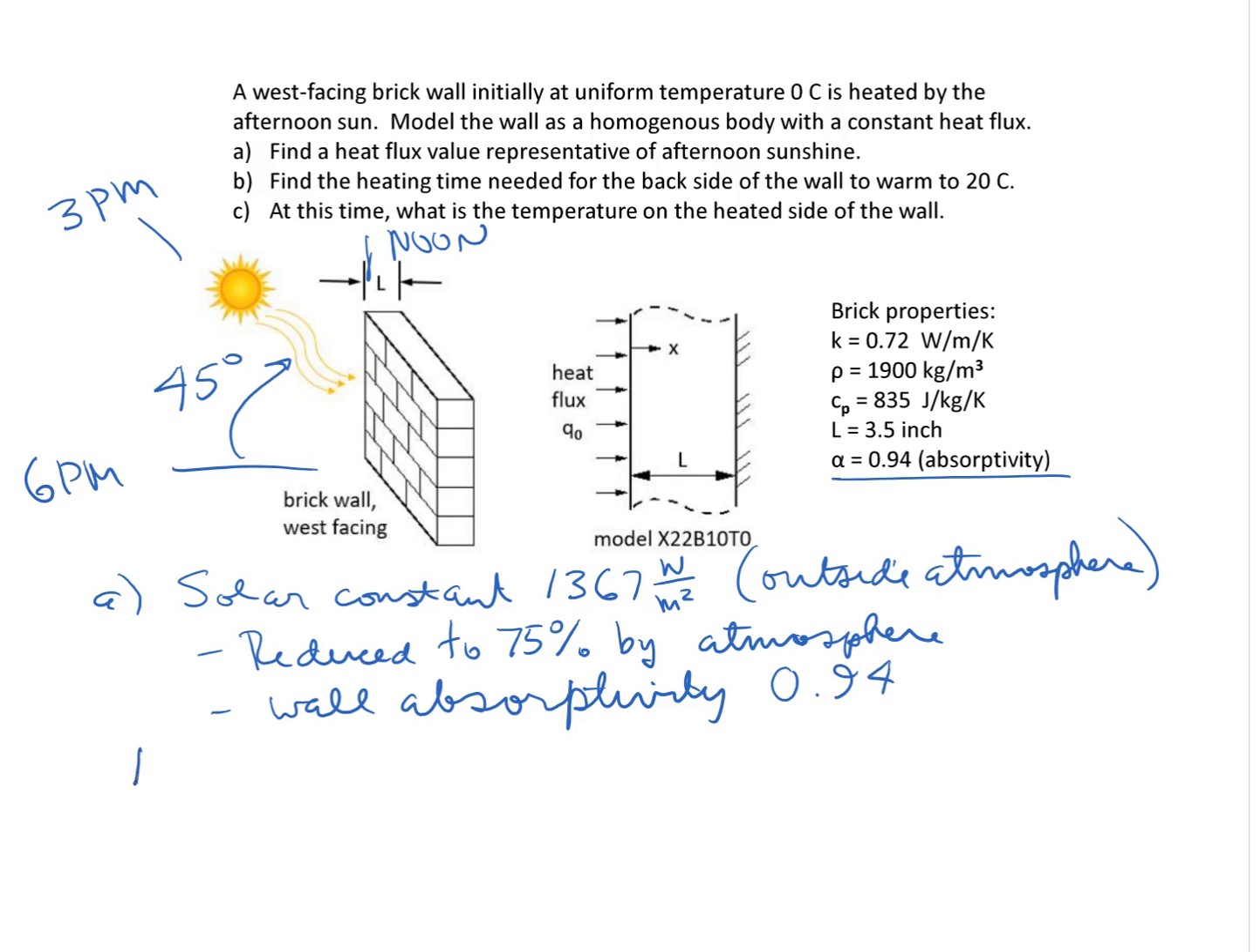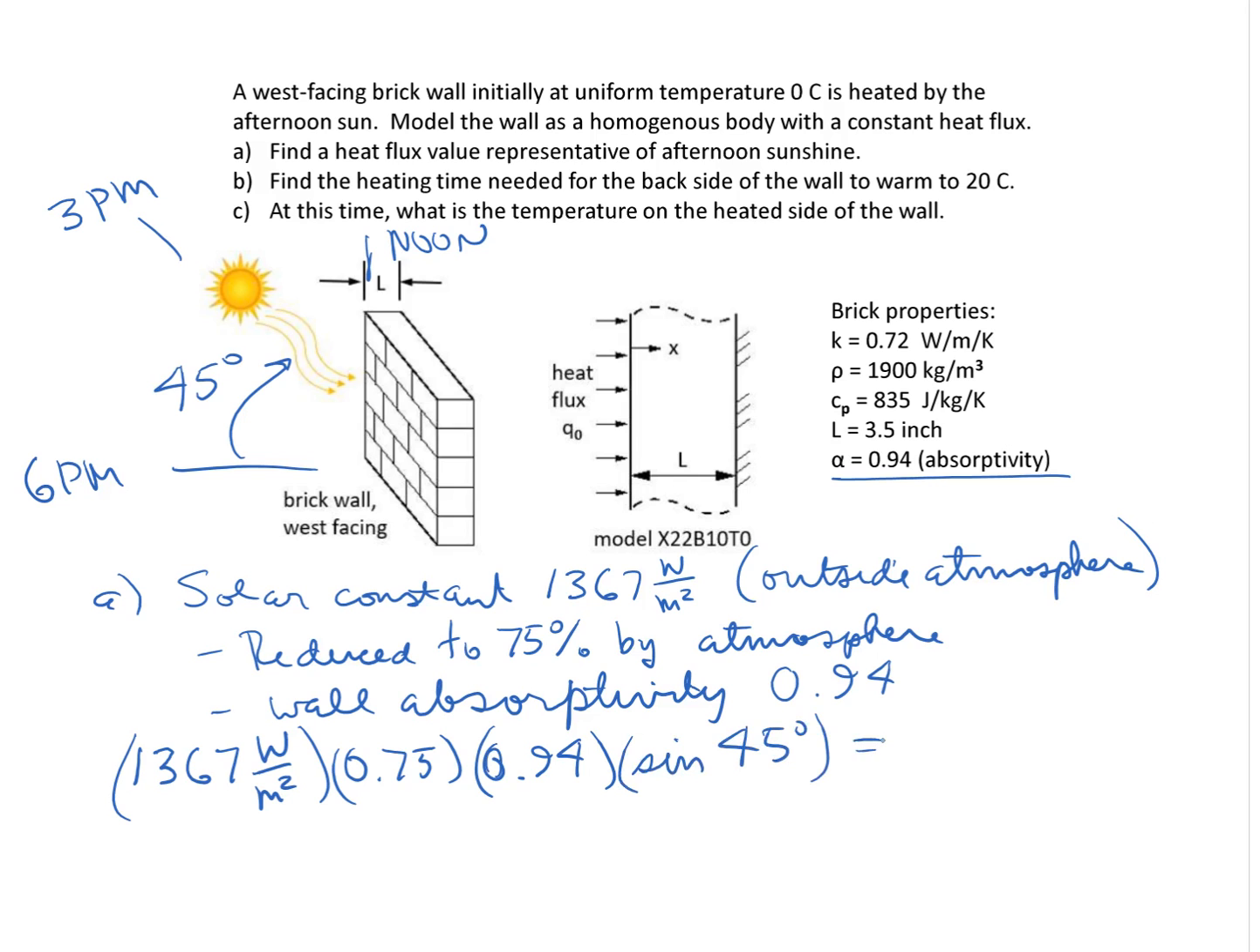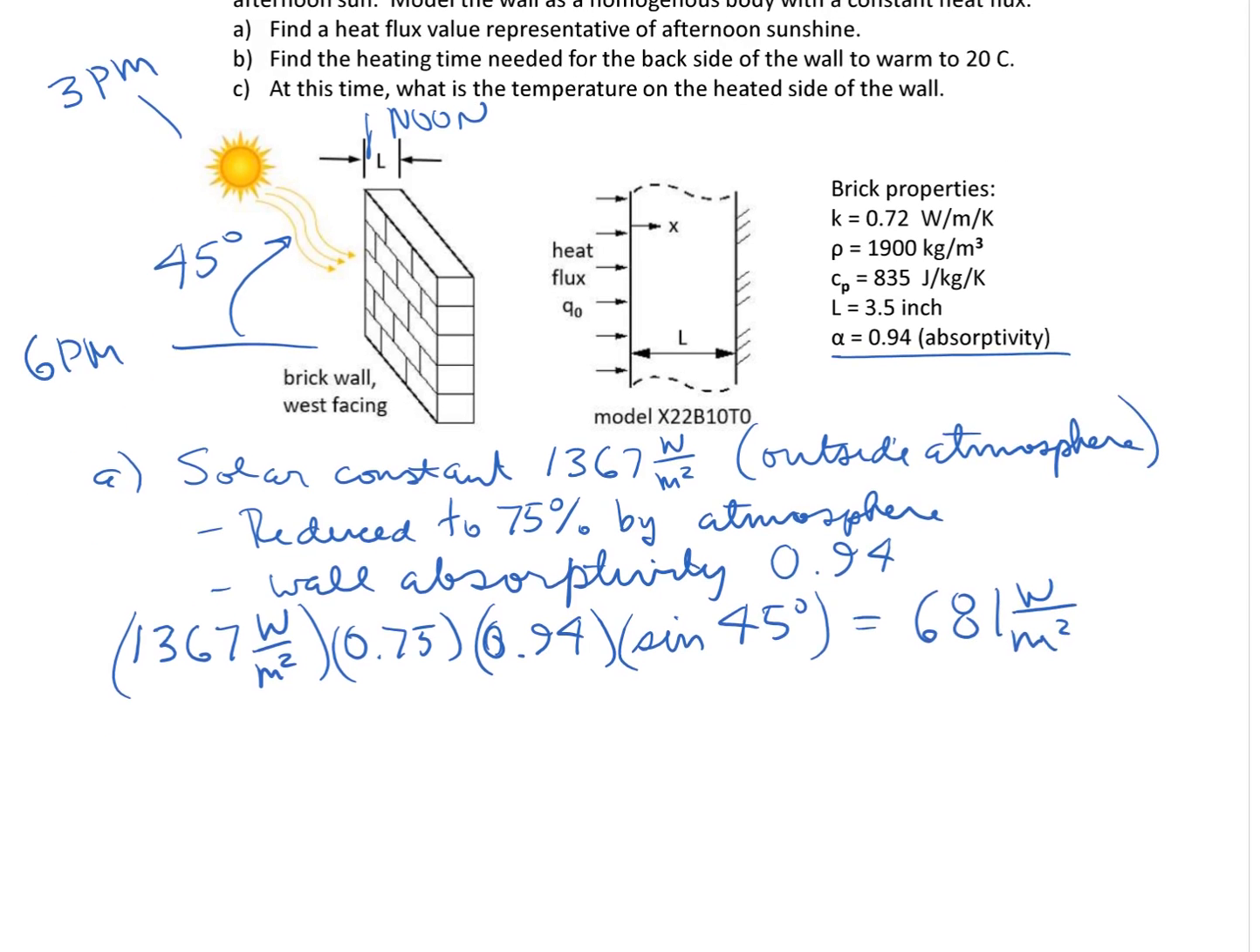So let's take our solar constant, 1367 watts per meter squared, and we'll adjust it by the atmosphere, 0.75. We'll adjust it by the brick absorption, 0.94. We'll adjust it by the angle, sine of 45 degrees. If you do that, we're reduced to 681 watts per meter squared. All right, that's our heat flux.